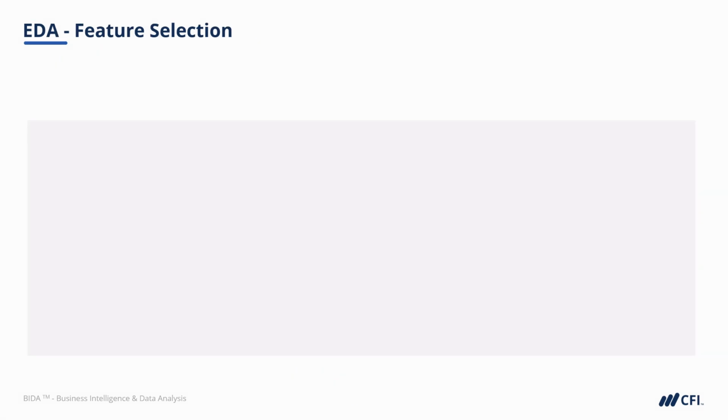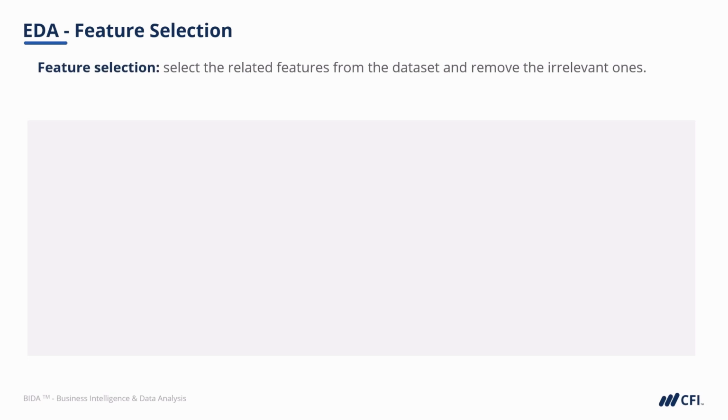Feature selection is the process of selecting the most valuable features from the dataset and removing the irrelevant ones. That is, to keep those with the most predictive power. Irrelevant features can negatively impact the performance of machine learning models. And specifically, having too many features in a model can result in overfitting.